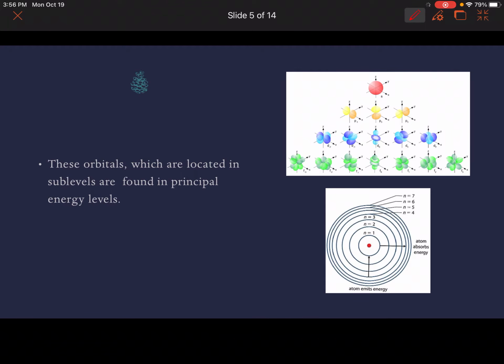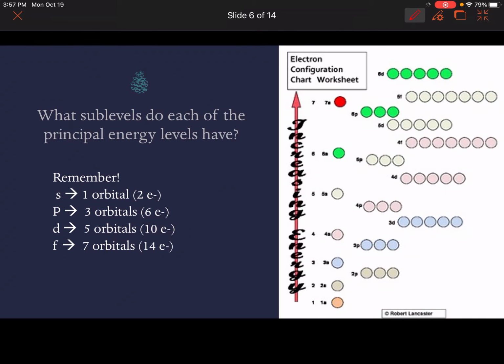Now, this was a diagram of the different shapes of the orbitals, and you have a diagram of that in your notes here. S is going to be our sphere, and for p we've got these sort of lobes going around the nucleus. Then we have our d and our f orbitals, and they start to look pretty weird as we move along. Now, the question is what sublevels each of the principal energy levels have, because they don't have them all.